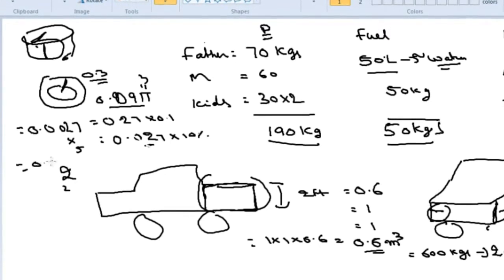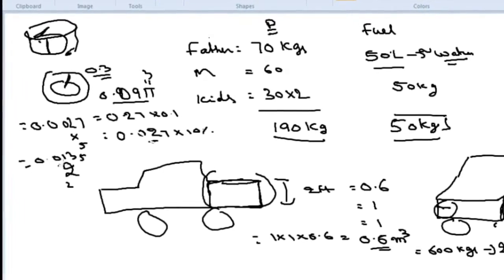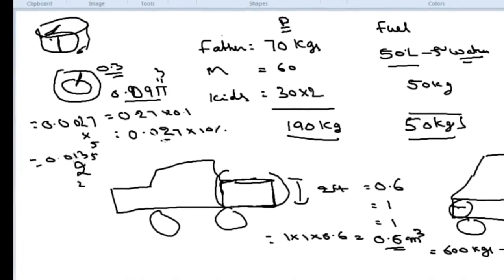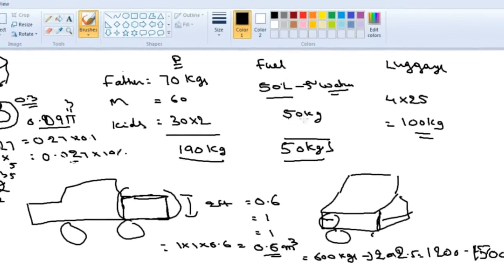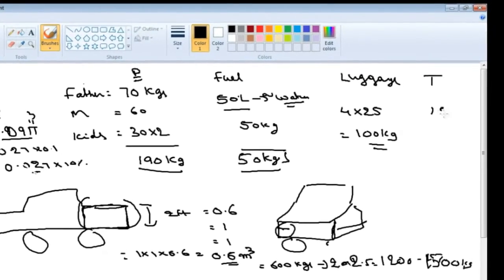So I'm talking about 0.0135. A meter cube is 1000 kgs. So this one is 1000 times this, 10, 100, 1000. So it doesn't really add 13, 14 kgs. Let's say tires are 15 kgs.